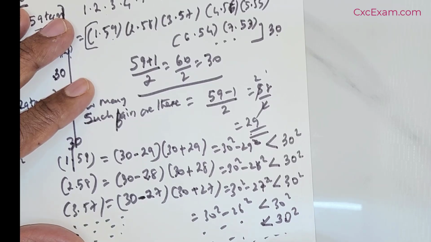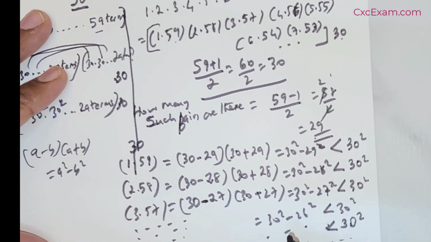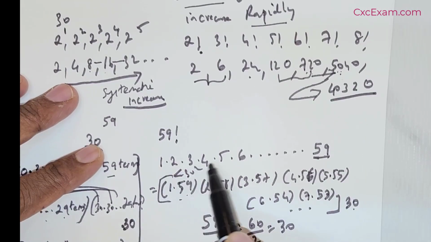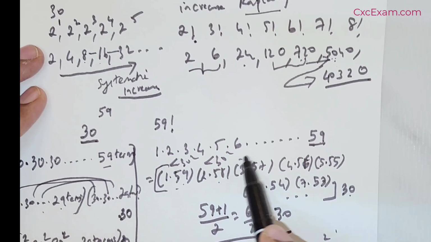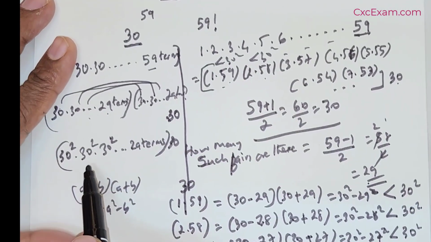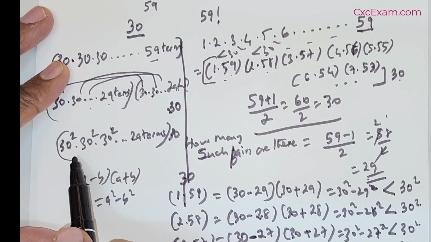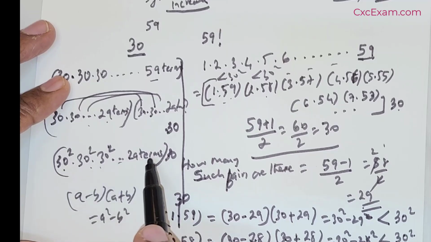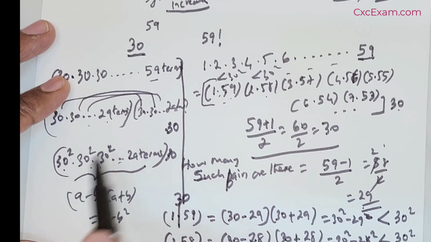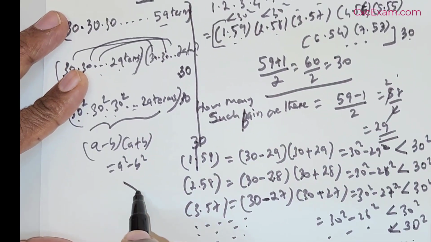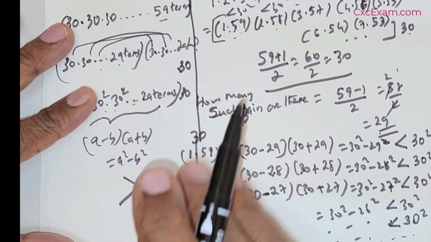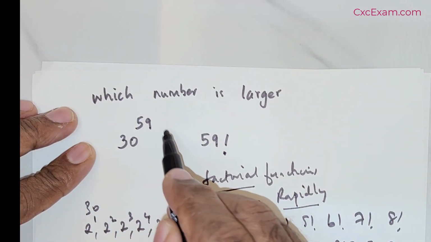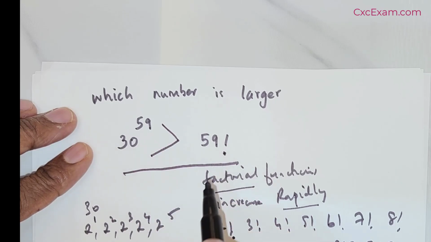So does that convey anything to you? The information is, each of these quantities will be less than 30 squared, and so on and so forth. Now clearly you compare it on the left hand side. So what does that mean? That means each of these terms is less than 30 squared. So that means clearly this quantity which you see here is going to be the larger one. So to conclude, we have just found out 30 raised to the power of 59 is greater than 59 factorial.